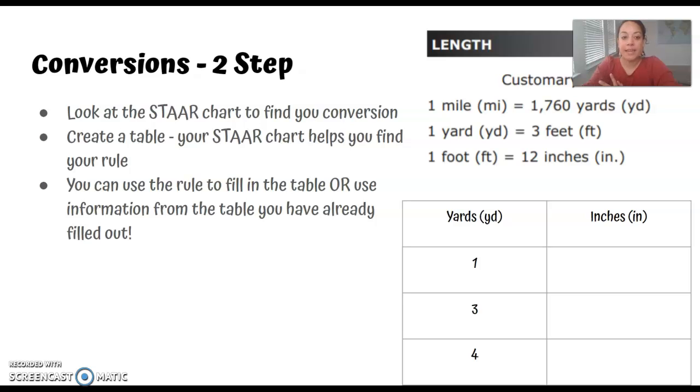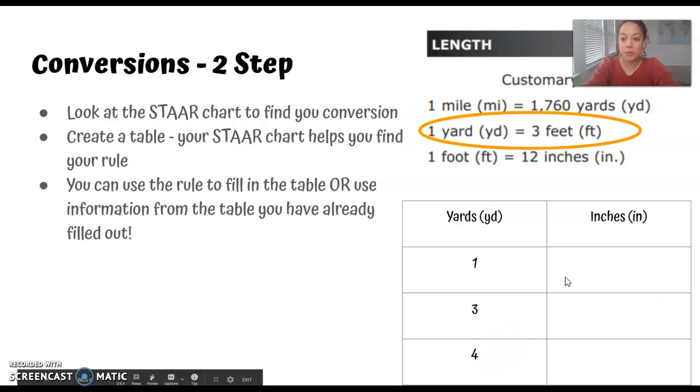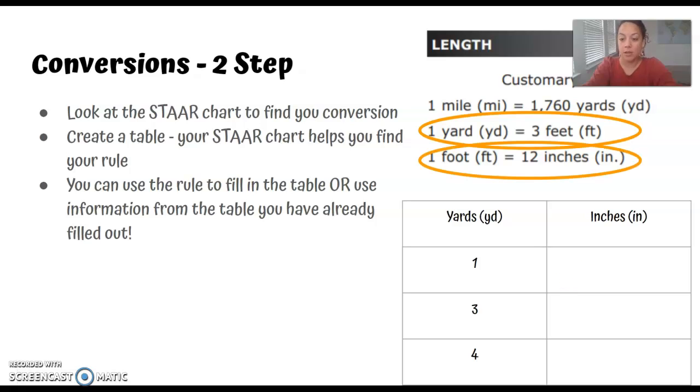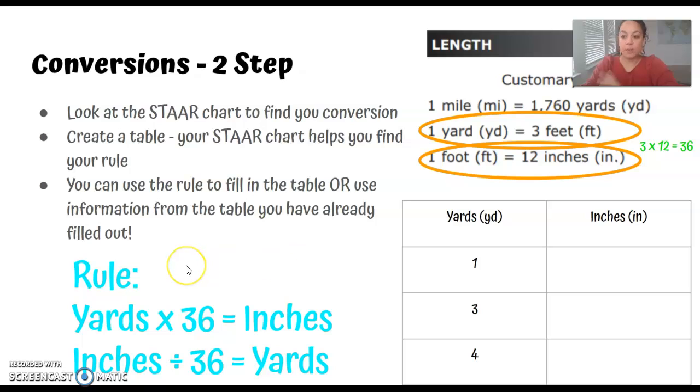Now what happens if you have to take it from 1 length to 2? It becomes a 2-step problem, okay? So this time when we look at our star chart, we're going to need 2 of those. 1 yard equals 3 feet, and then 3 feet times 12 equals 36 inches. So you see that right here, 3 times 12 equals 36. So to jump from one to the other, from yards all the way to inches, you would take yards times 36 equals inches, and inches divided by 36 equals yards. So I'll go ahead and fill out our table, which you guys can multiply by 36.